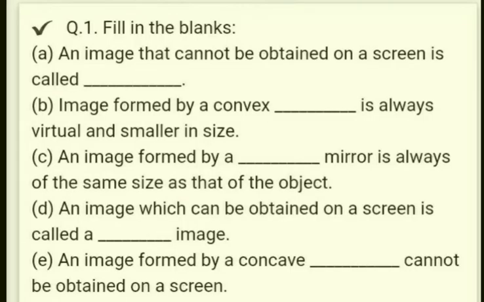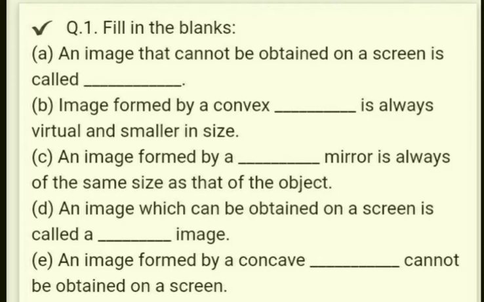As you all know, our chapter is over. So today we will discuss the text exercise. So children, all of you take out page 189. Now let us discuss the fill in the blanks.